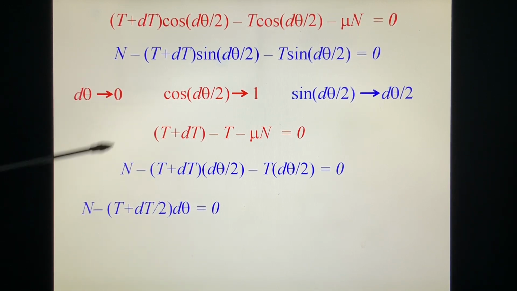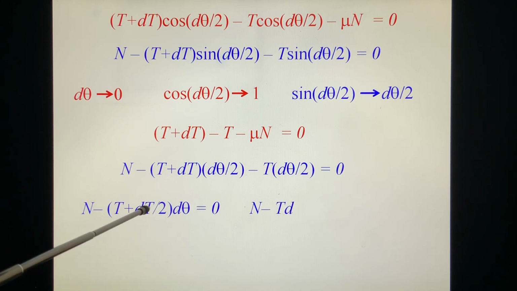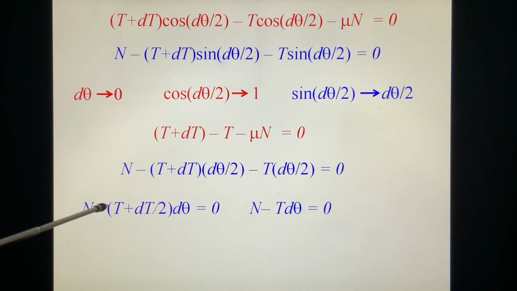Now let's look at the blue one and the red one. In the blue one, I've dropped the half dT, which compared to T is much smaller. This dT is very small because d theta approaches 0. T is pretty large, so we drop it. For example, you have $10,000 and $1. People ask you how much money you have, you say I have 10,000. You just forget the $1. It's just too small.